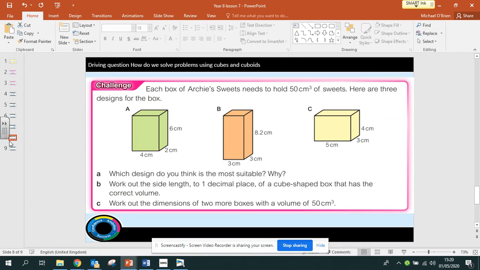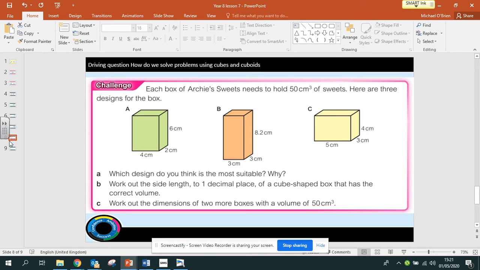Right. Each box of Archie sweets needs to hold 50 cubic centimeters of sweets. Here are 3 designs for the box. Which design do you think is the most suitable, and why? Work out the side length to 1 decimal place of a cube-shaped box that has the correct volume. Work out the dimensions of 2 more boxes with a volume of 50 cubic centimeters. So we've got 3 different questions there.